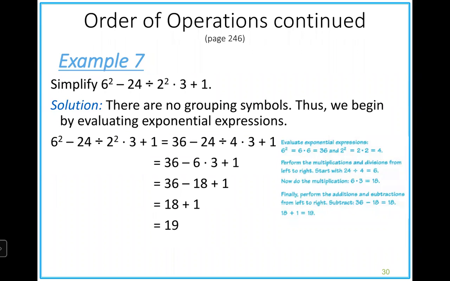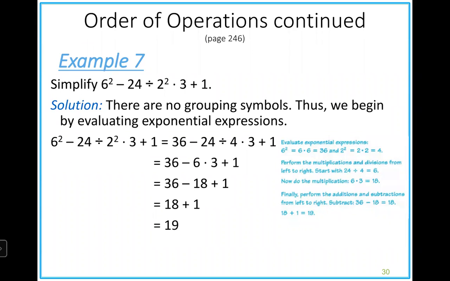Where you are, asked to simplify 6 to the second power minus 24 divided by 2 to the second power times 3 plus 1.